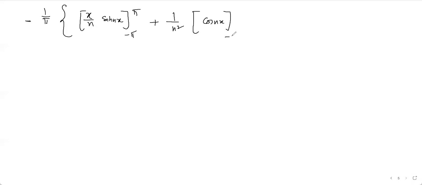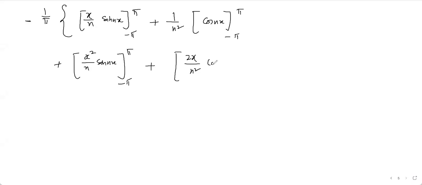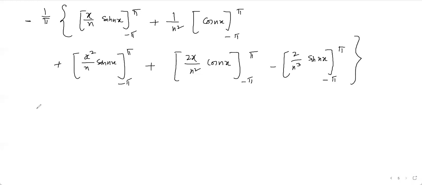Now applying the limits here, this is 1 by pi, x by n sine nx from minus pi to pi, plus 1 by n squared cos nx from minus pi to pi, plus x squared by n sine nx from minus pi to pi, plus 2x by n squared cos nx from minus pi to pi, minus 2 by n cube sine nx from minus pi to pi. Close the braces.